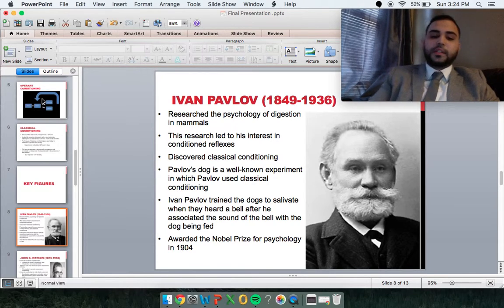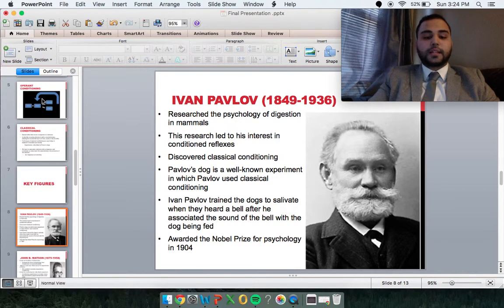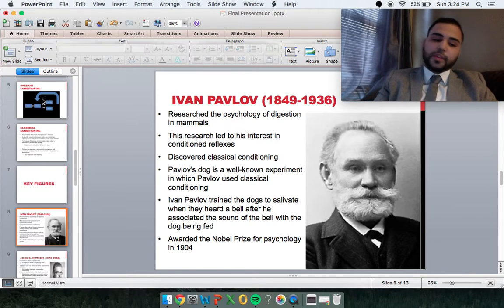Pavlov's dogs is a well-known experiment in which Pavlov used classical conditioning, as I mentioned before. Ivan Pavlov trained the dogs to salivate when they heard a bell after he associated the sound of the bell with the dog being fed. He kept doing this until it became a natural reflex. So when the bell would ring, the dogs would salivate thinking there's food coming, even if the food wasn't coming. They associated the bell with the food.